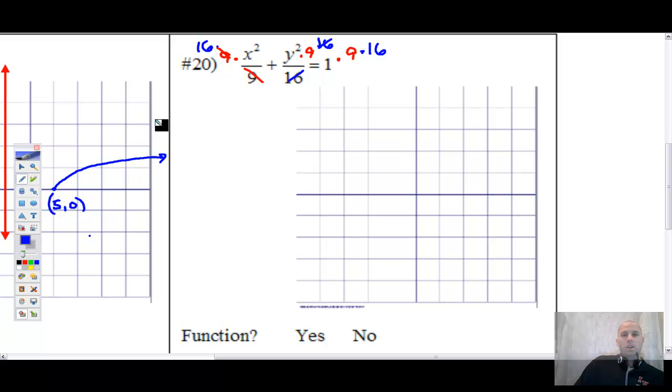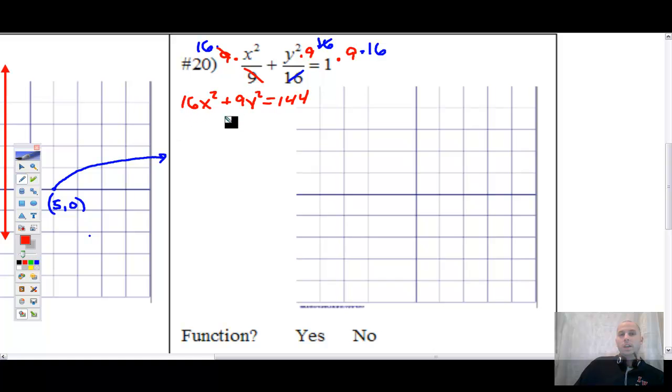So what that gives me is 16x squared plus 9y squared equals 144. In my opinion, this looks a lot better than the original problem. Please note, if the original problem had any variables in the denominator, we would have to find excluded values. It doesn't, so we don't have to do that.